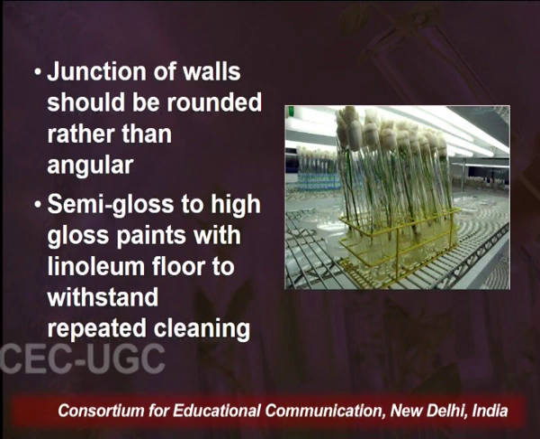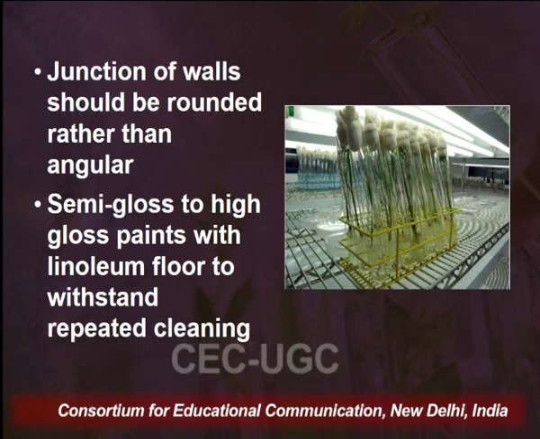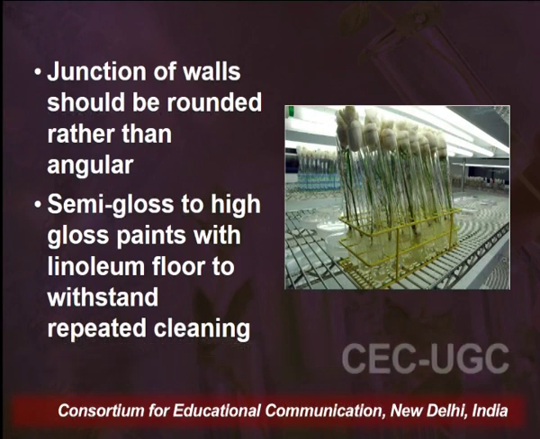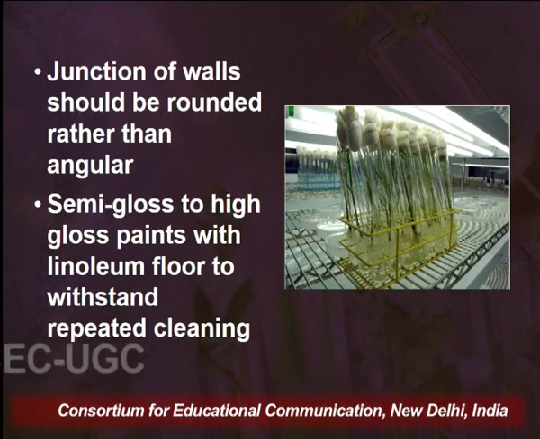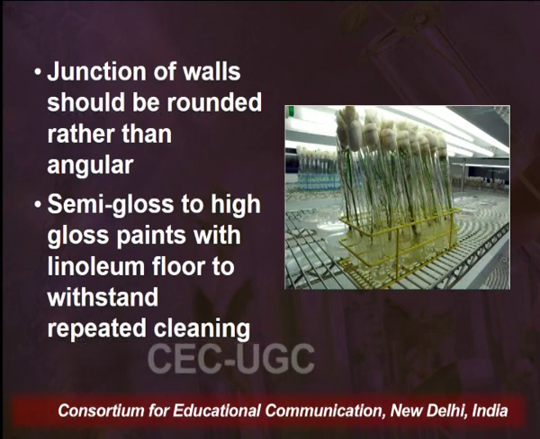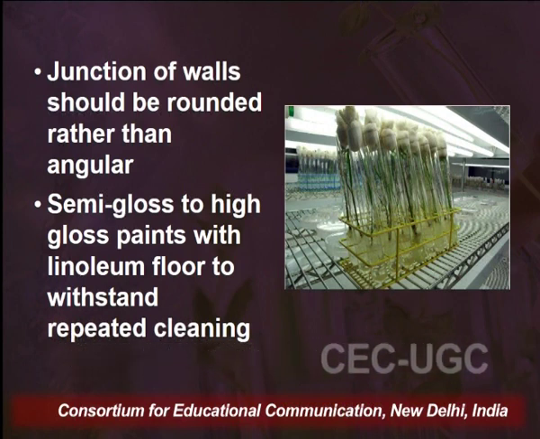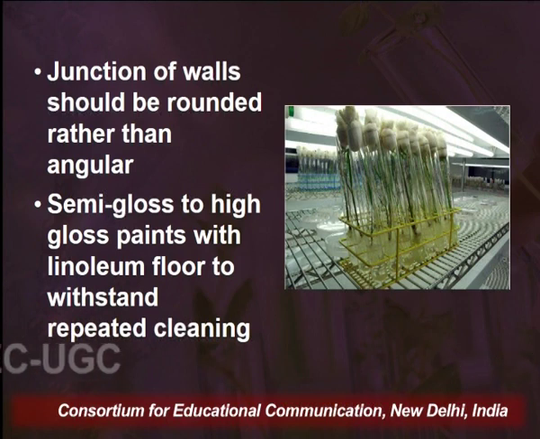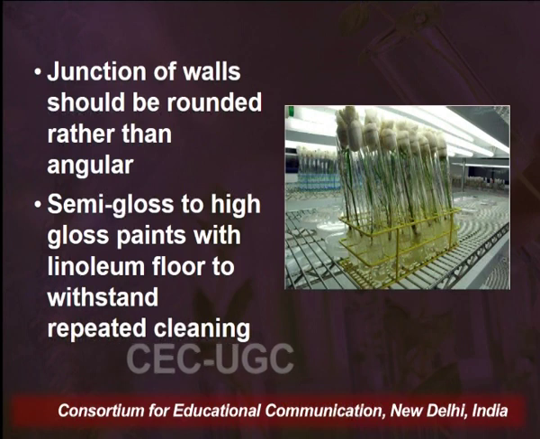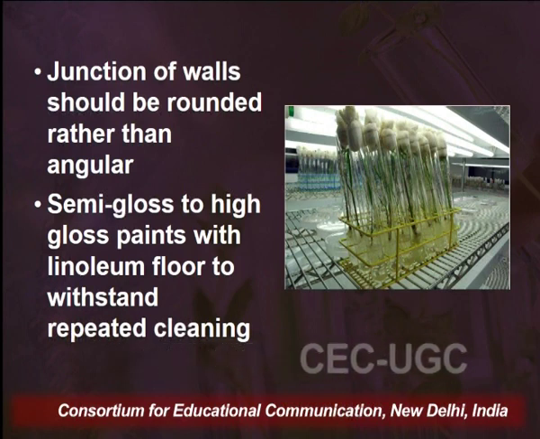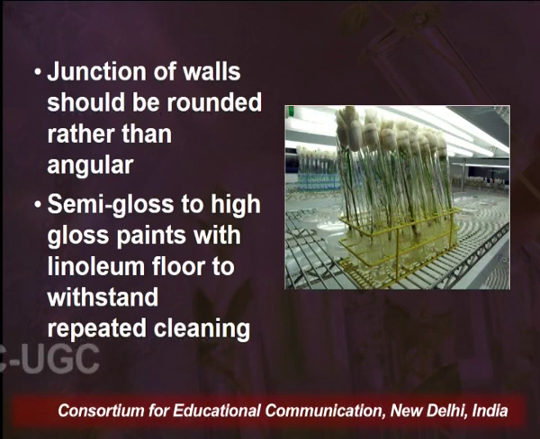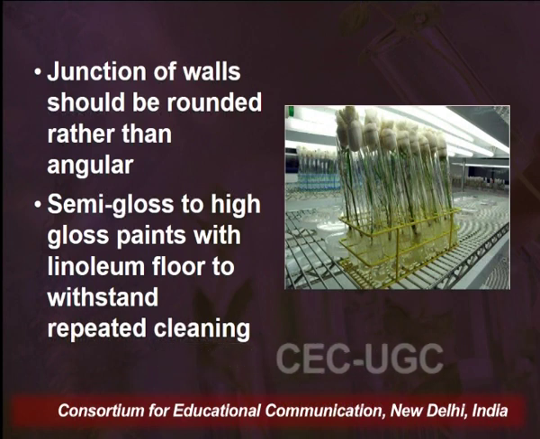The junction walls in the growth room should always be rounded, because these rounded angles of the walls prevent any kind of dust accumulation. They also prevent the accumulation of any kind of microorganisms. They should be painted with high gloss or semi gloss paints, because again these paints can be easily cleaned, and they also prevent the accumulation of dust as well as microorganisms.